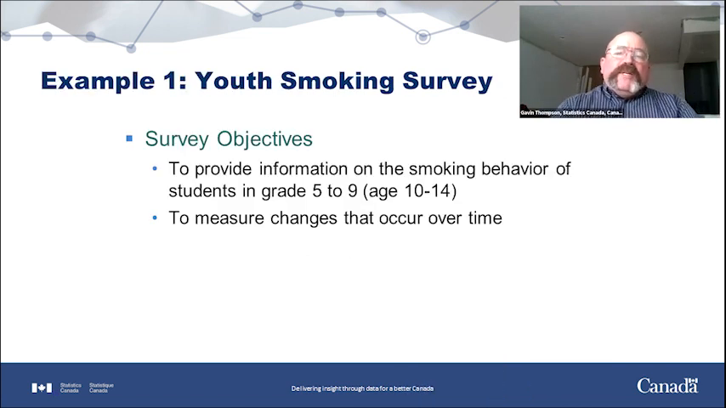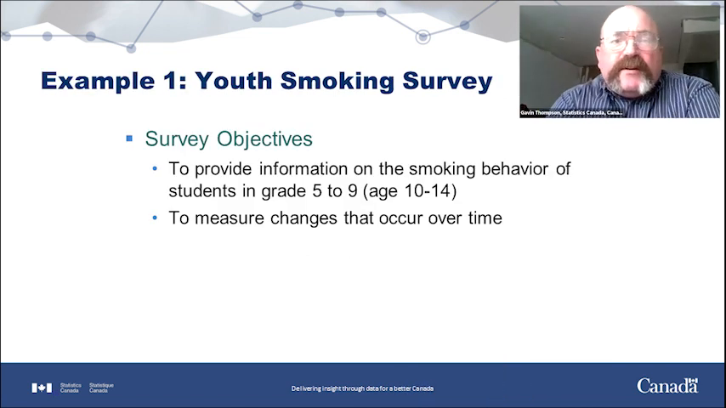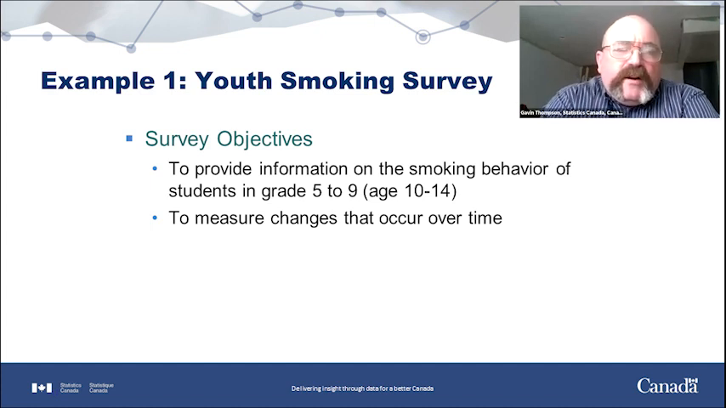So I'm going to go through a couple of quick examples of surveys we do at Statistics Canada. One of them is the youth smoking survey. The survey objective here is to provide information on smoking behavior of students in grade 5 to 9. So in Canada, that's ages about 10 to 14. And they want to measure the change that occurs over time. So this isn't a longitudinal survey in the sense that they won't ask the same students, but it's a cross-sectional survey that they'll do over and over again.